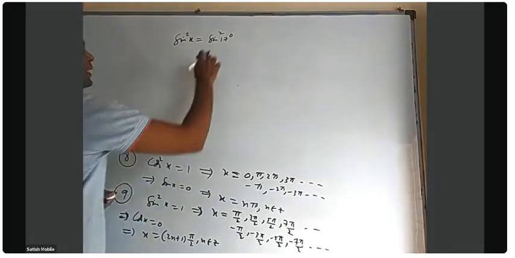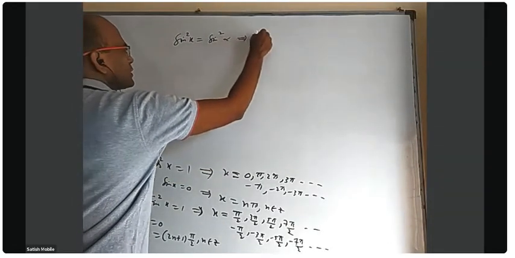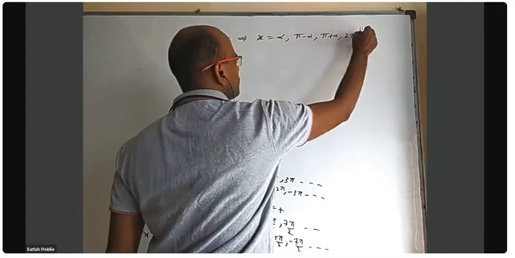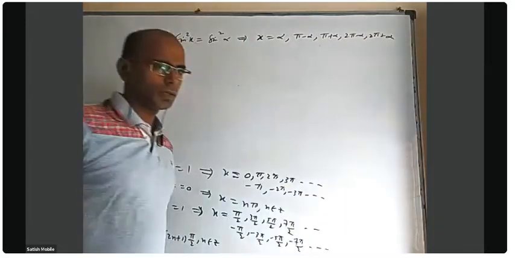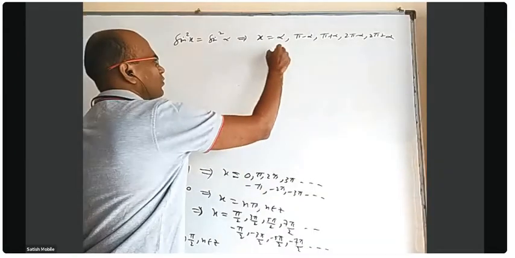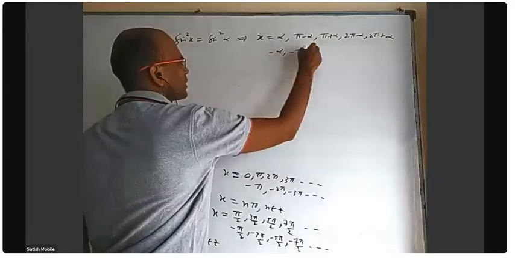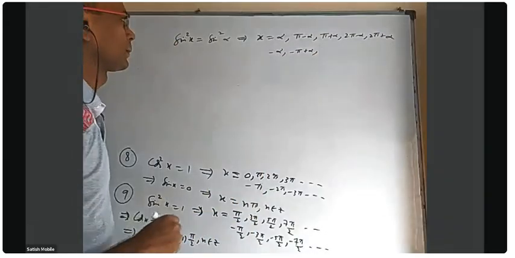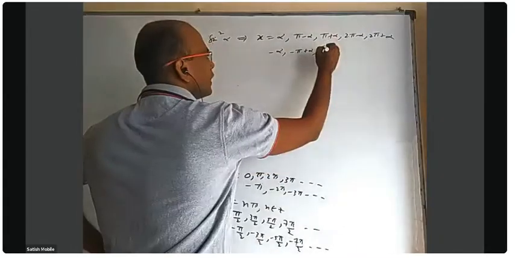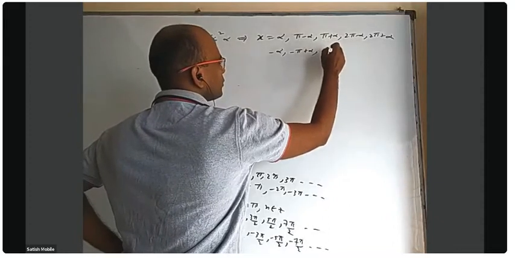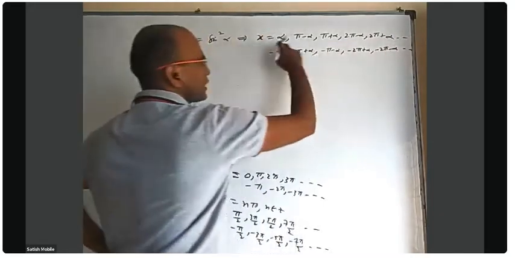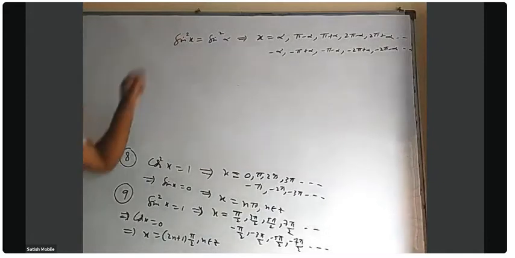Now, sin square x equal to sin square alpha implies x can be alpha, pi minus alpha, pi plus alpha, 2 pi minus alpha, 2 pi plus alpha. This is what we get in the first quadrant, second, third, fourth, and again first. I can even take the negative of all of them: minus alpha, minus pi plus alpha (minus of pi minus alpha is minus pi plus alpha), minus pi minus alpha, minus 2 pi plus alpha, minus 2 pi minus alpha. I'm multiplying all these by minus because square is there to take care of it, right?